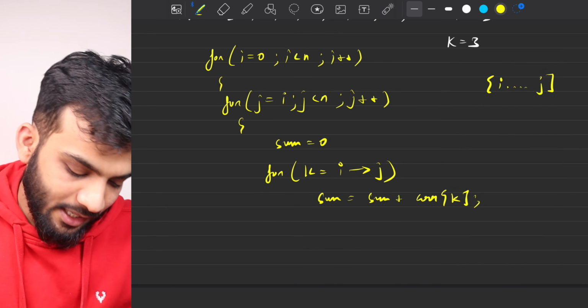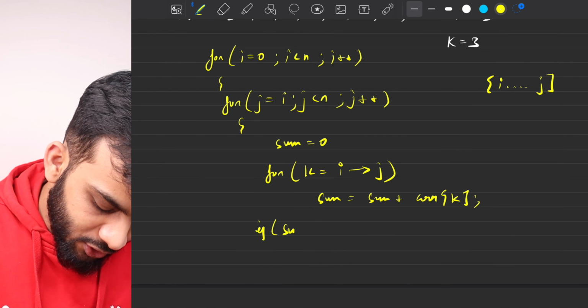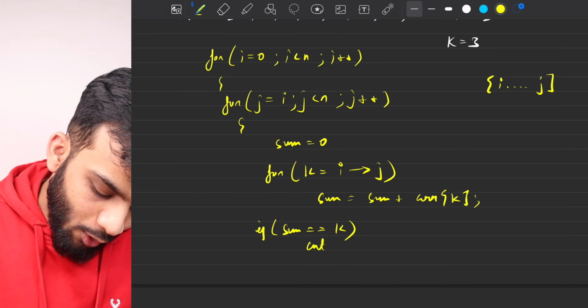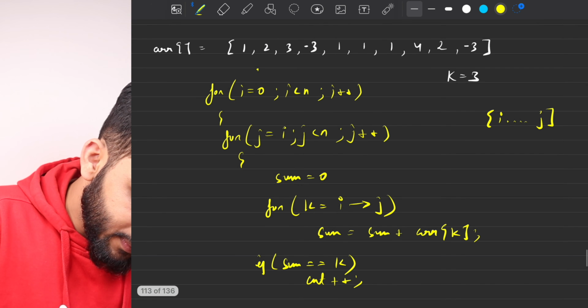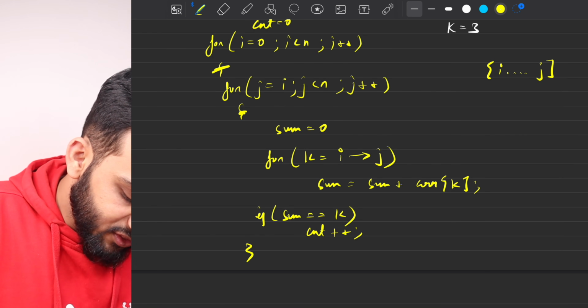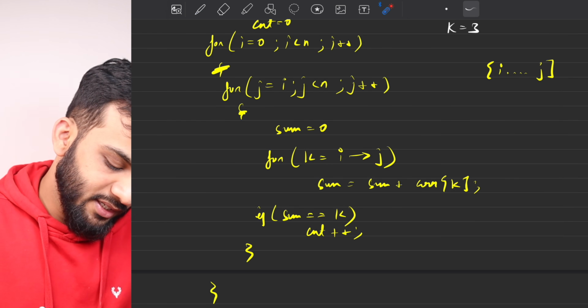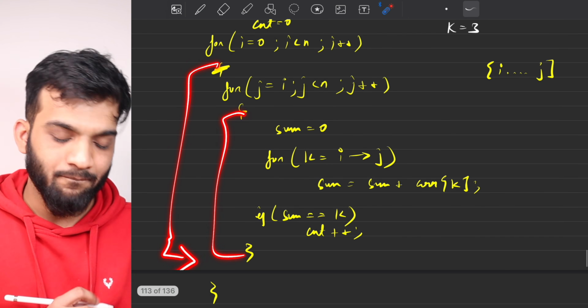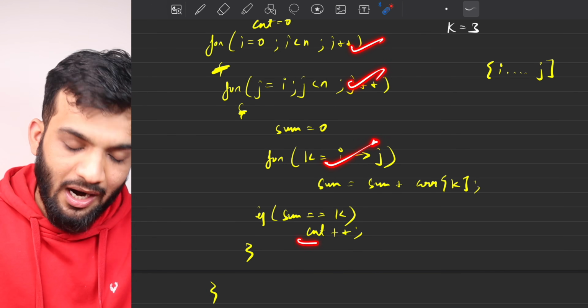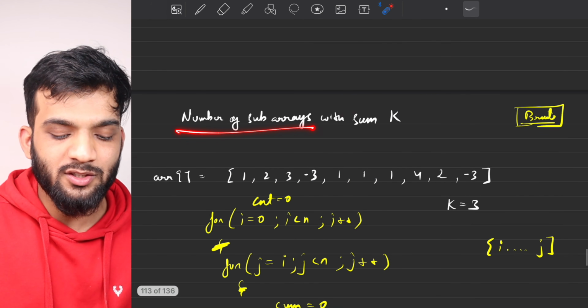Once you have collected the sum, outside the for loop, you can say if sum is equal to k, you do a counter plus plus, and this count can be initialized right at the starting. Now this for loop will end and then this for loop will end. So eventually this ends here and then this ends here. So what I can say is once you have run the 3 nested loops, the counter will be storing the number of subarrays with sum k.